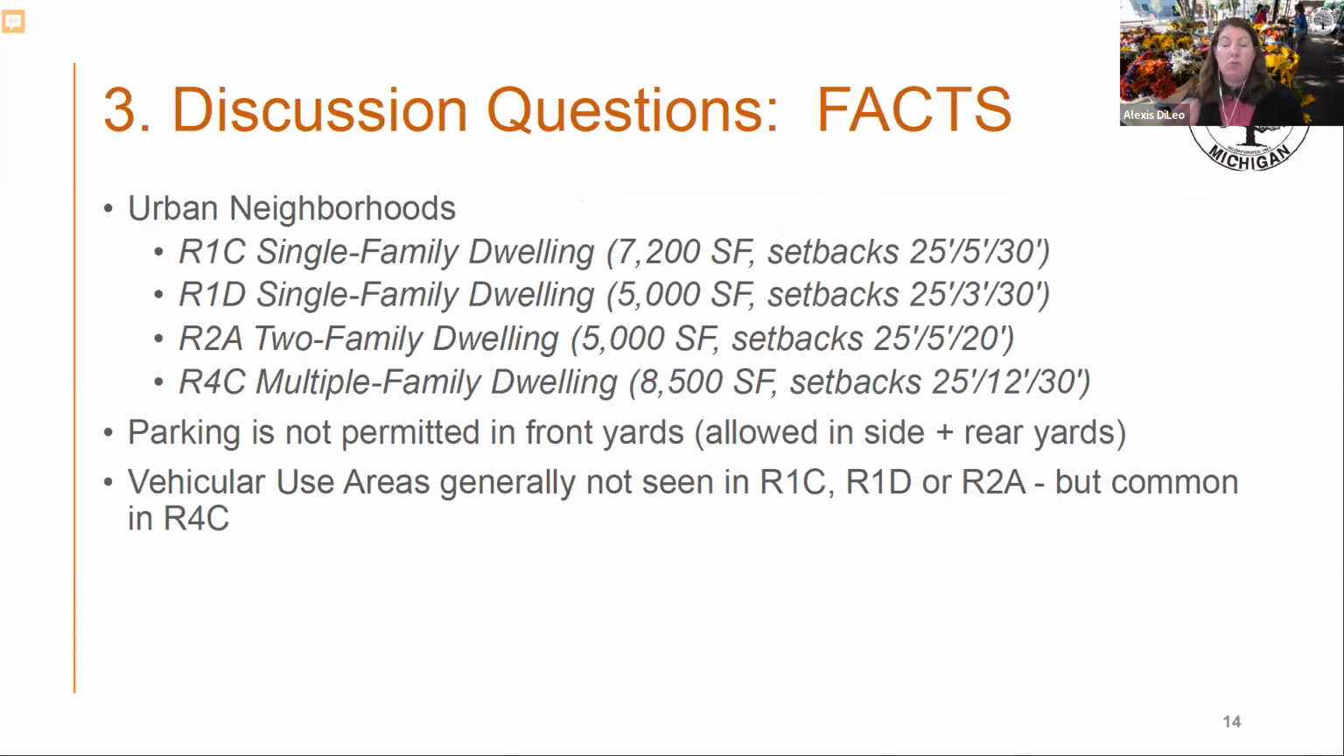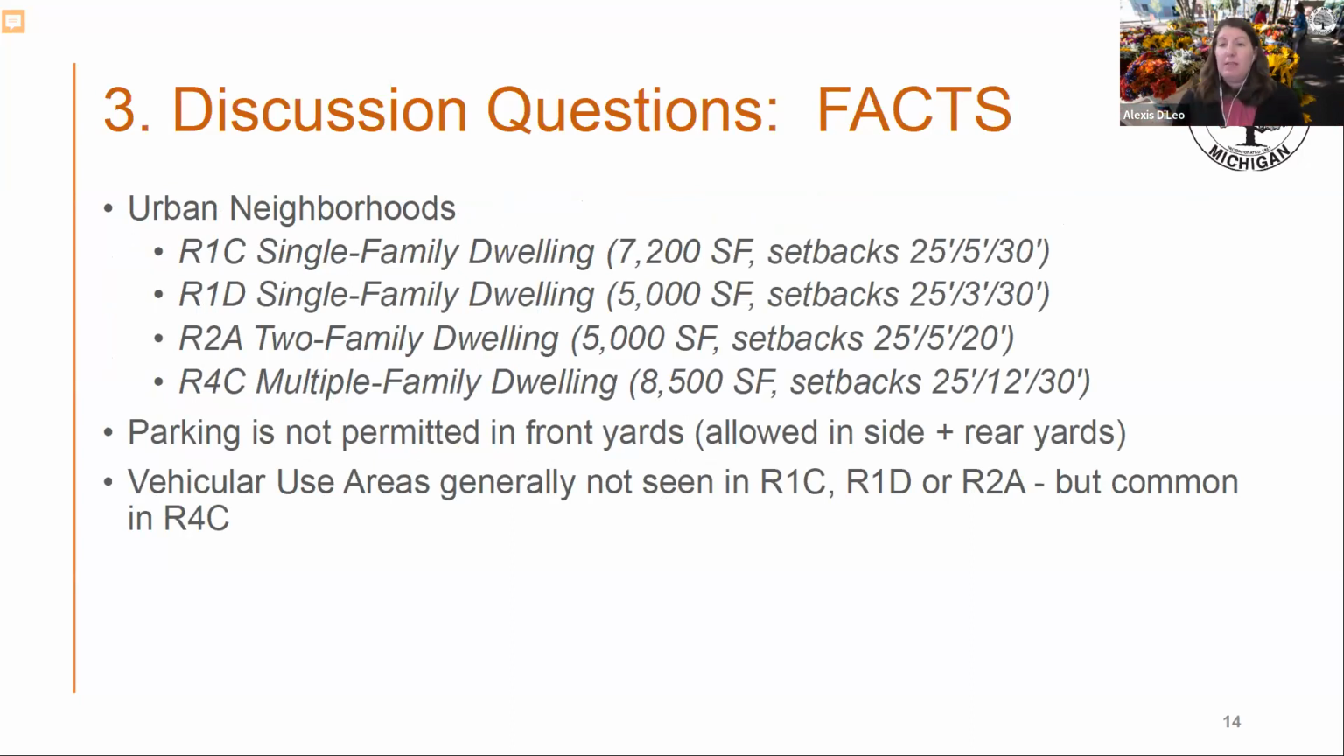Another fact is, at least in my mind, when I say urban neighborhoods, I'm talking about R1C, R1D, R2A, and R4C. Those are the neighborhoods you'll find in the center of our city. You'll find them everywhere as well, but if you look at a map, we do have a fairly decent donut model, if you will, of downtown with D1 and D2 in the center, and the residential neighborhoods surrounding are one of those 4.